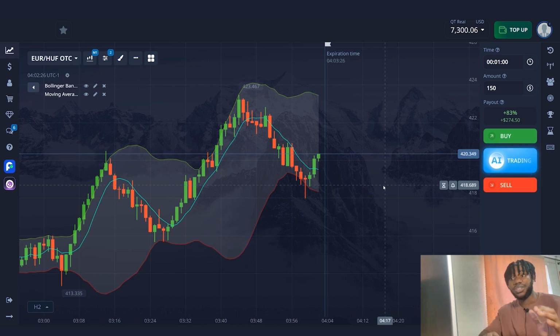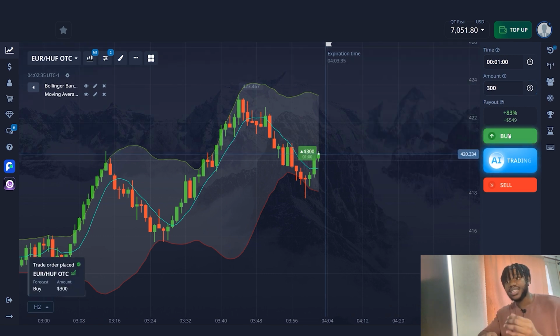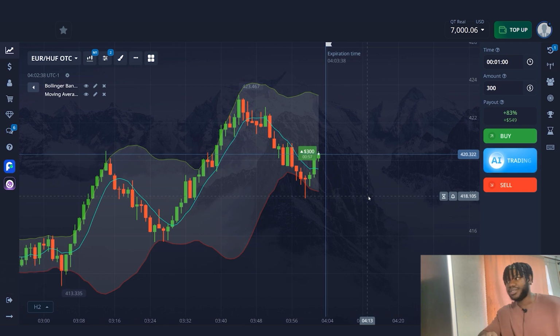I'll start with this situation. It's great for opening a trade. Now, I'm going to use 1 minute trading time. I will make the trade amount $300. My forecast is that the price will rise. I press the green button to open a trade.